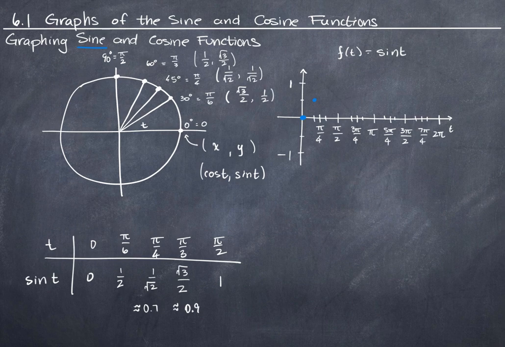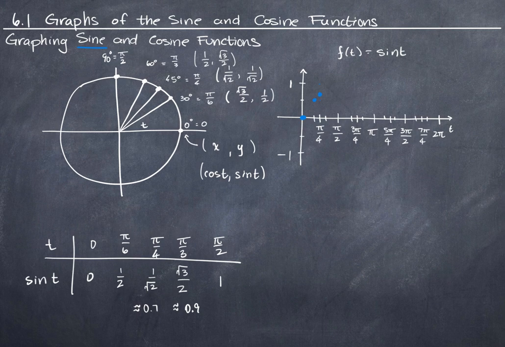So now I have some output values I can plot there as well. When my input value is pi over 4, my output value is 0.7. So from here, I want to go up to about 0.7. That's 0.5. That's 1. So that's 0.75. So I'm going to be just shy of that.